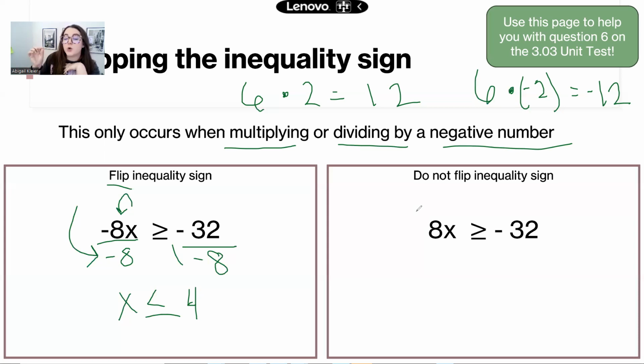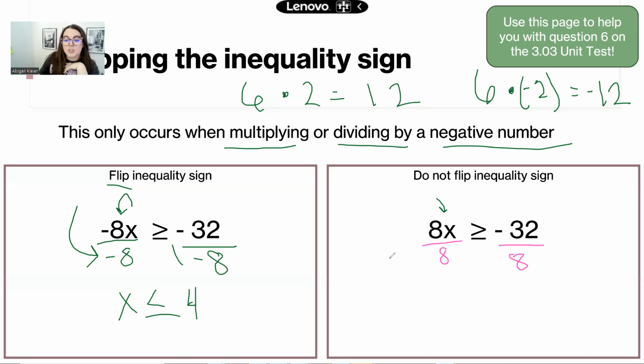Let's look at a situation where you wouldn't. So again, just because there's a negative in the expression or the inequality does not mean that you automatically flip it. It's very specific, only when multiplying or dividing by a negative number. So in order to isolate my x here, I'm going to change my color. I need to divide by 8.